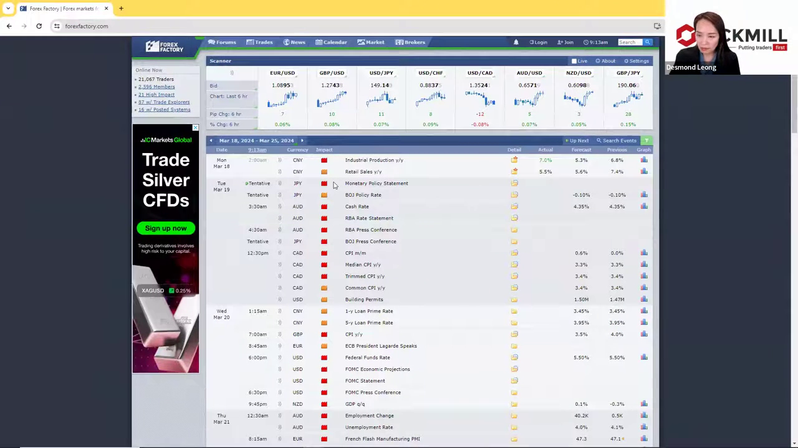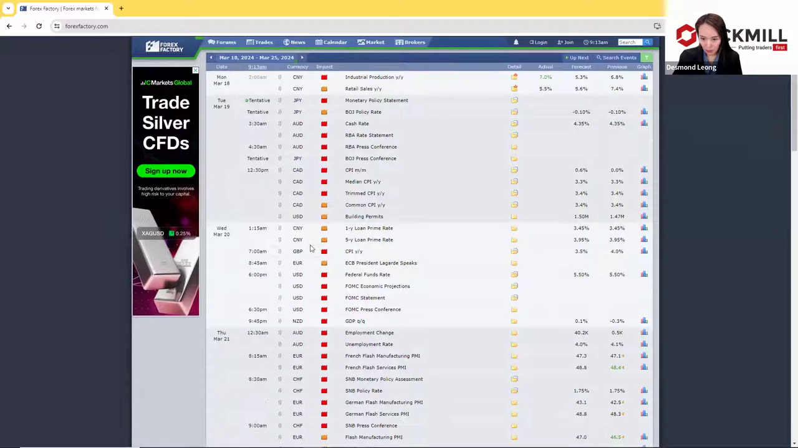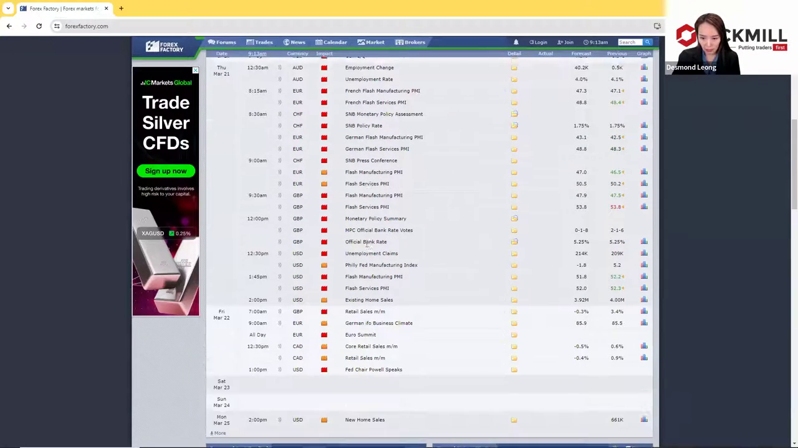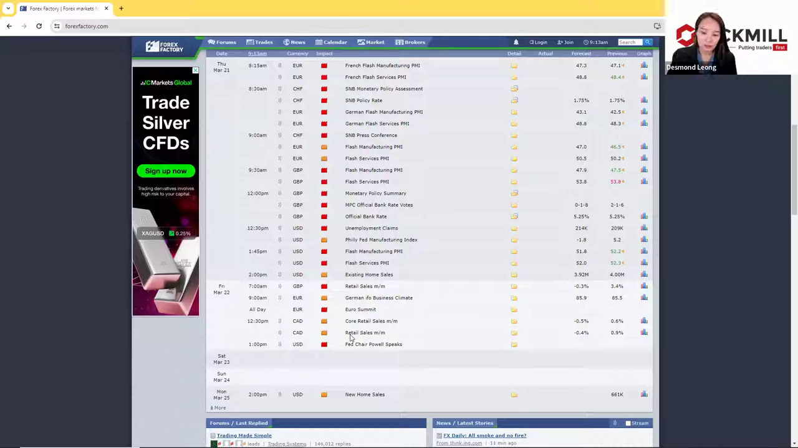I just filtered out the high impact news. Tomorrow we have JPY, Aussie, Yen, NZD, Canadian, and USD as well. You can see that this week, from tomorrow, Tuesday onward, Tuesday, Wednesday, and Thursday, we have high impact news. So you just have to watch out, which is this entire week.